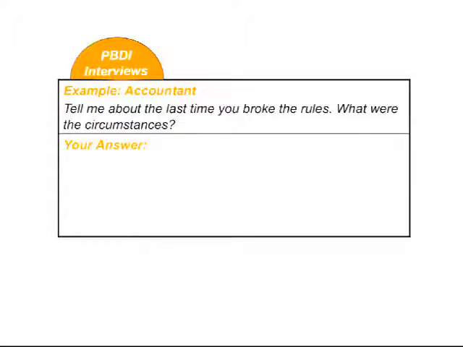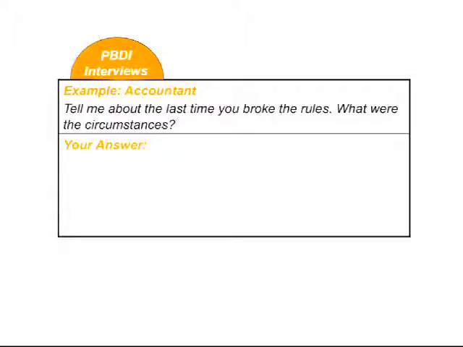You can ask an accountant, for example, tell me about the last time you broke the rules. What were the circumstances? And you can, by the way, ask anybody this kind of question, because we all in life have broken the rules, but we don't want to be breaking rules in ways that are illegal or very offensive and so on. But we have always cut corners to satisfy people. Again, here you need to make sure that you turn this around and make positive statements.